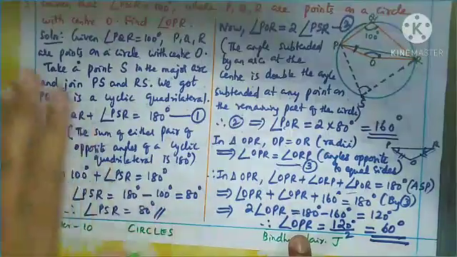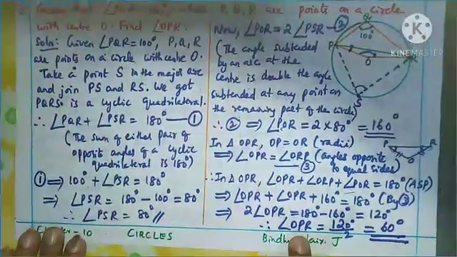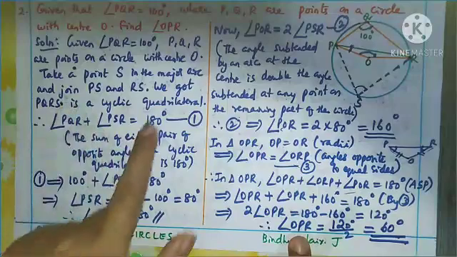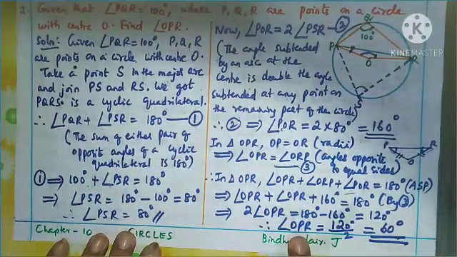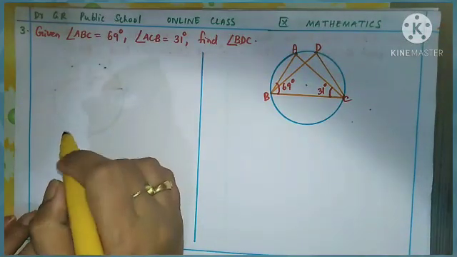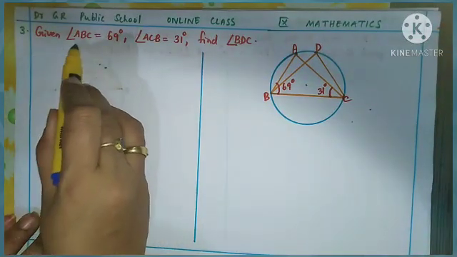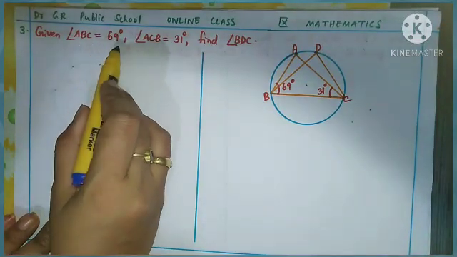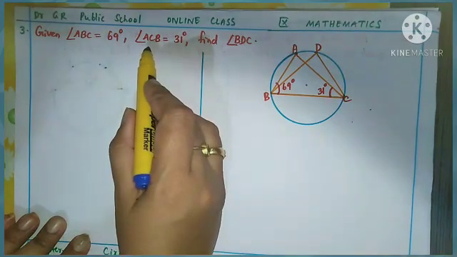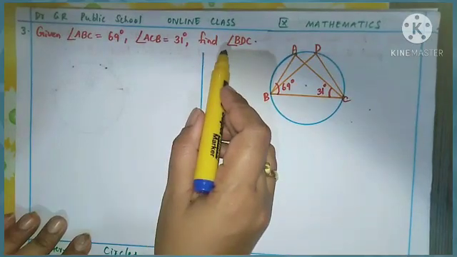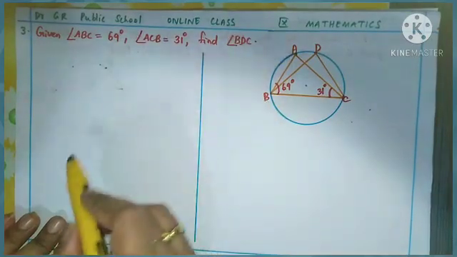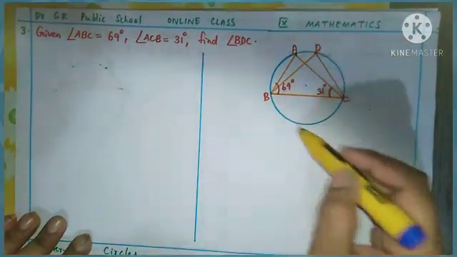So revise the problem correctly, where we applied the theorems and how we got the answer. Now come to this problem. Given angle ABC equal to 69 degrees and angle ACB equal to 31 degrees. Find angle BDC. See the figure here.